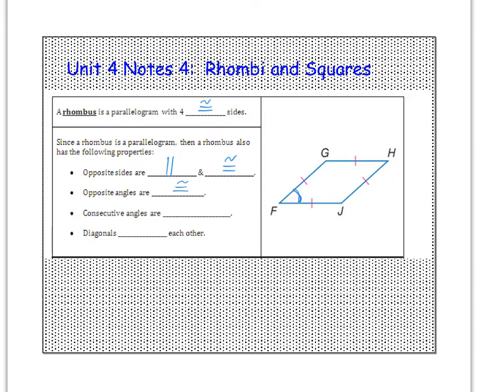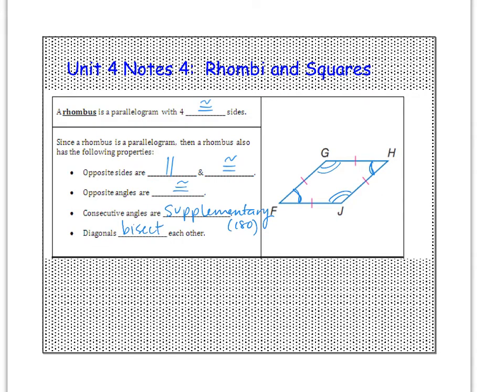So like angle F and angle H will be the same size, and angle G and angle J will be the same size. Consecutive angles are supplementary, which remember that means they add up to 180. So 2 angles right in a row will add up to 180, and the diagonals bisect each other.